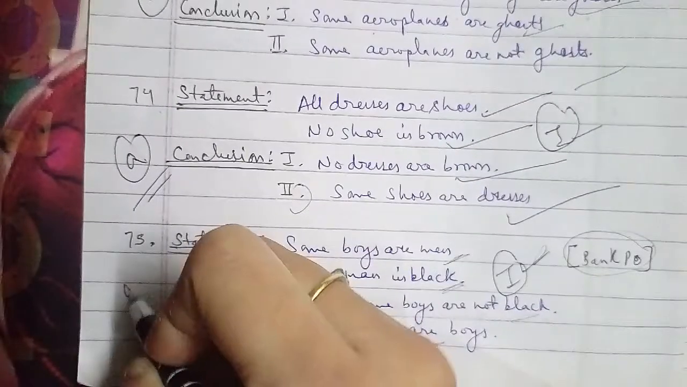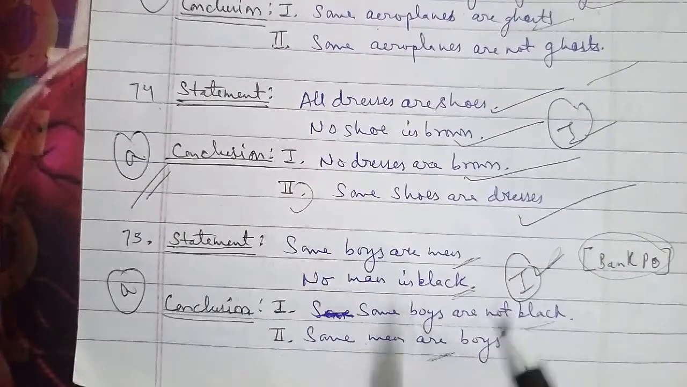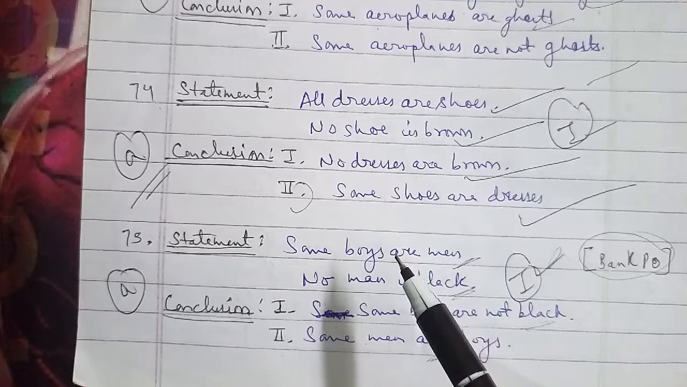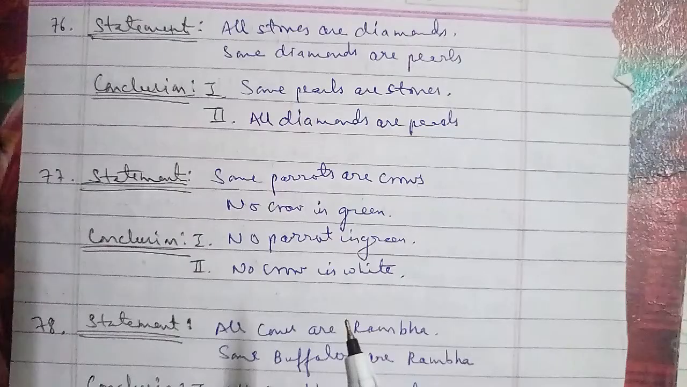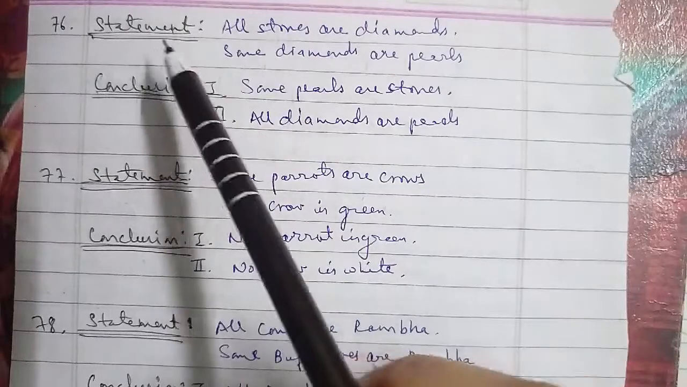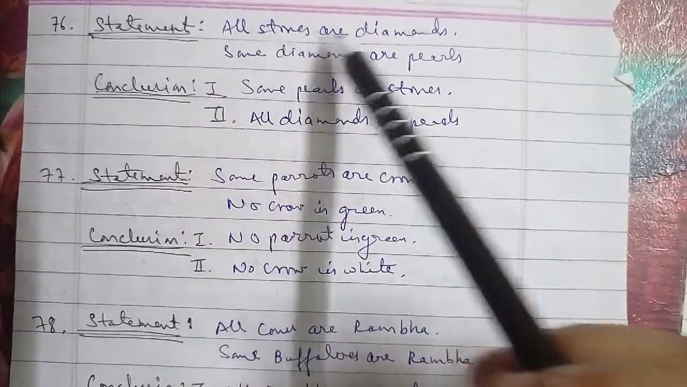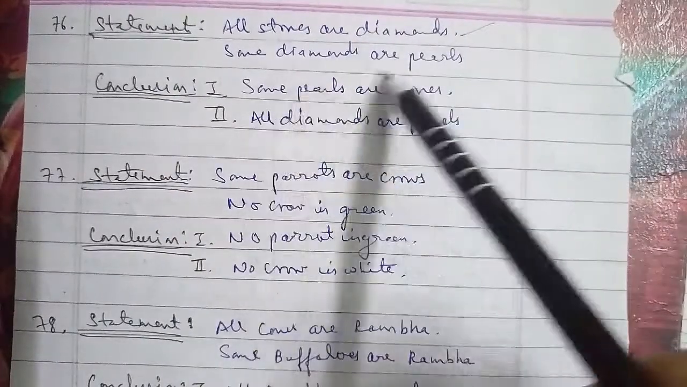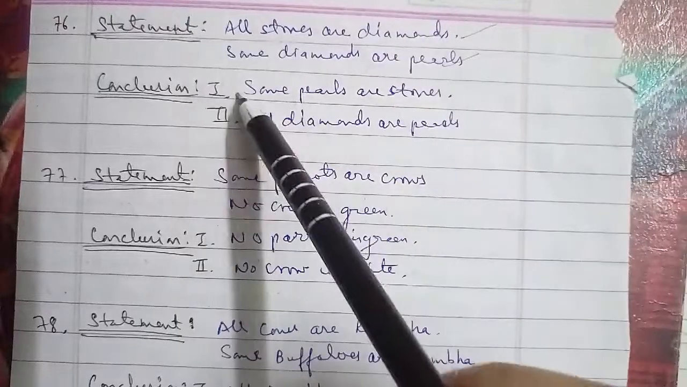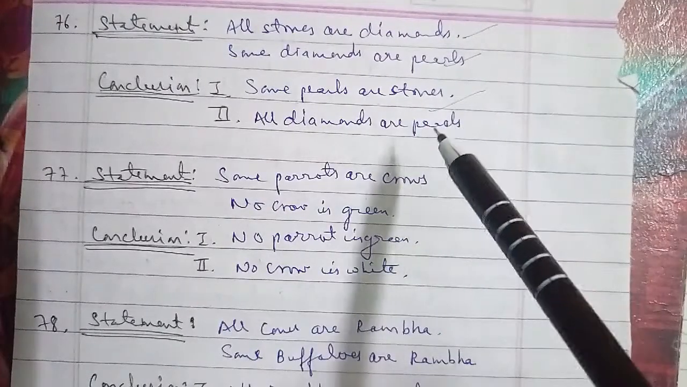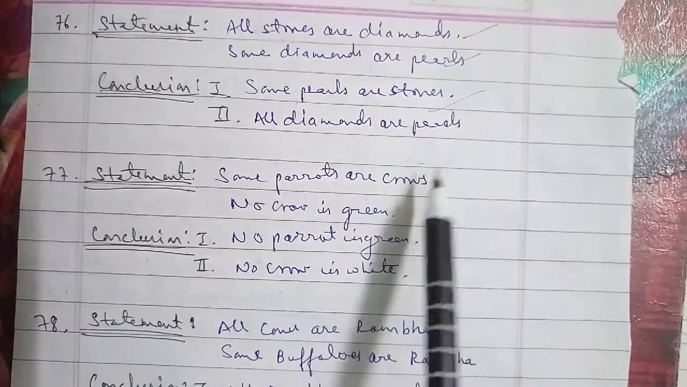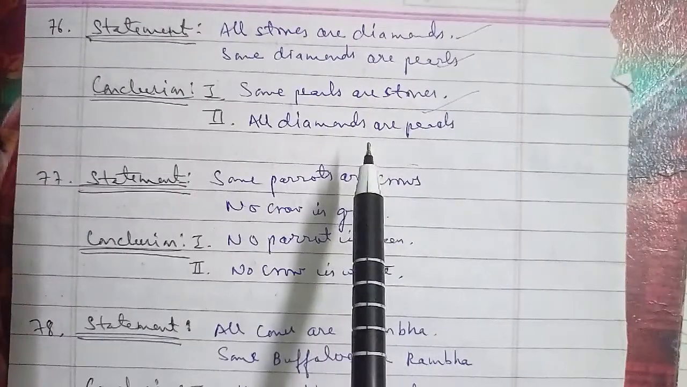76th of the session here, the statement is: all stones are diamonds and some diamonds are pearls. Conclusion one is some pearls are stones, and conclusion two is all diamonds are pearls. Since the middle term is not distributed even once in the premises, no conclusion will follow, and for that sake we will go with option D as the right answer for this question.